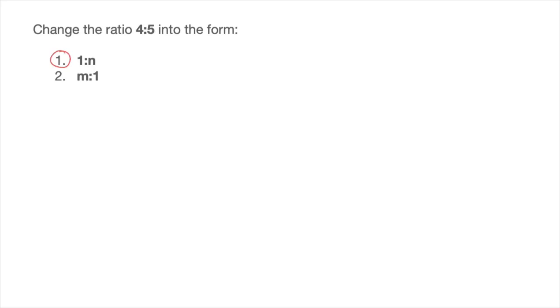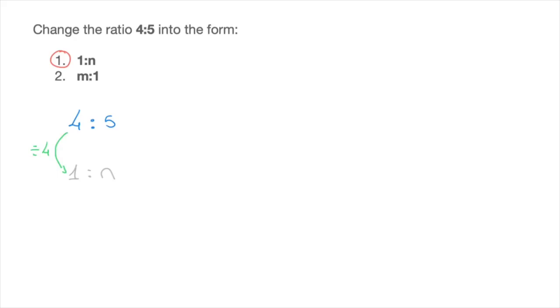We'll start with the first question, in which we need to rewrite the ratio 4 to 5 in the form 1 to n. The trick for rewriting 4 to 5 as 1 to n is to ask ourselves, what do we have to multiply or divide 4 by to get to 1? And it doesn't take us too long to see that to get from 4 to 1, we need to divide 4 by 4. And so to rewrite 4 to 5 as 1 to n, we're going to divide both sides of this ratio by 4.